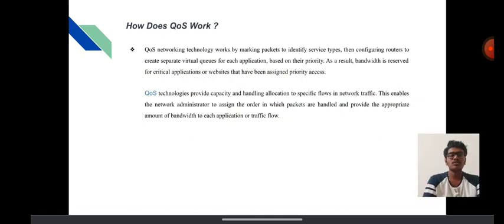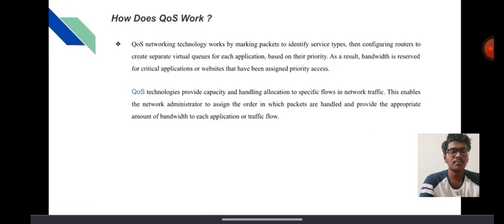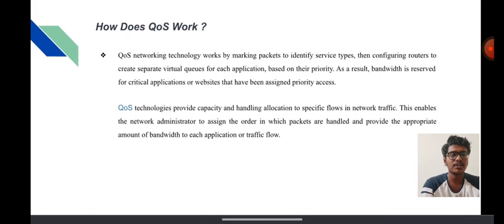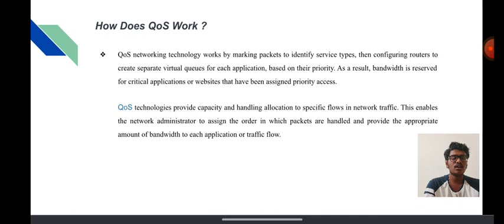How does QoS work? QoS network technologies work by marking packets to identify service types, then configuring routers to create separate virtual queues for each application based on their priority. As a result, bandwidth is reserved for critical applications or websites that have been assigned priority access.